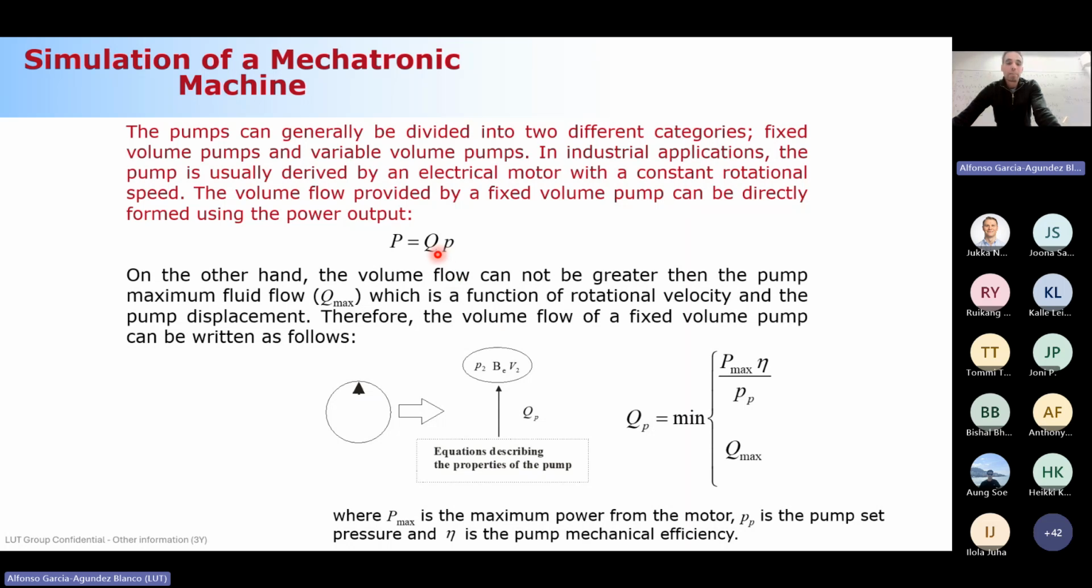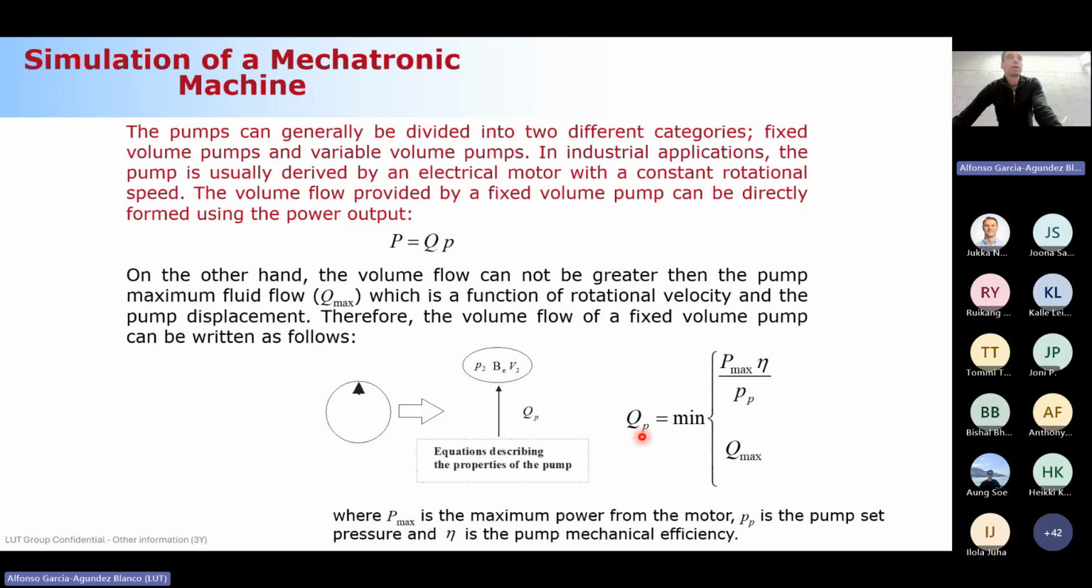So we are going to consider a motor that can provide a maximum Pmax. And if you obtain Q from here, this QP is just the maximum power from the motor divided by the pressure of the pump. The pump is designed to work at a certain pressure. So the maximum volumetric flow rate is given by this power divided by the pressure of the pump. What happens is that usually the pumps have a mechanical efficiency. That is why you can find in this equation an eta, a coefficient, that is basically the efficiency of the pump. Do you understand this equation?